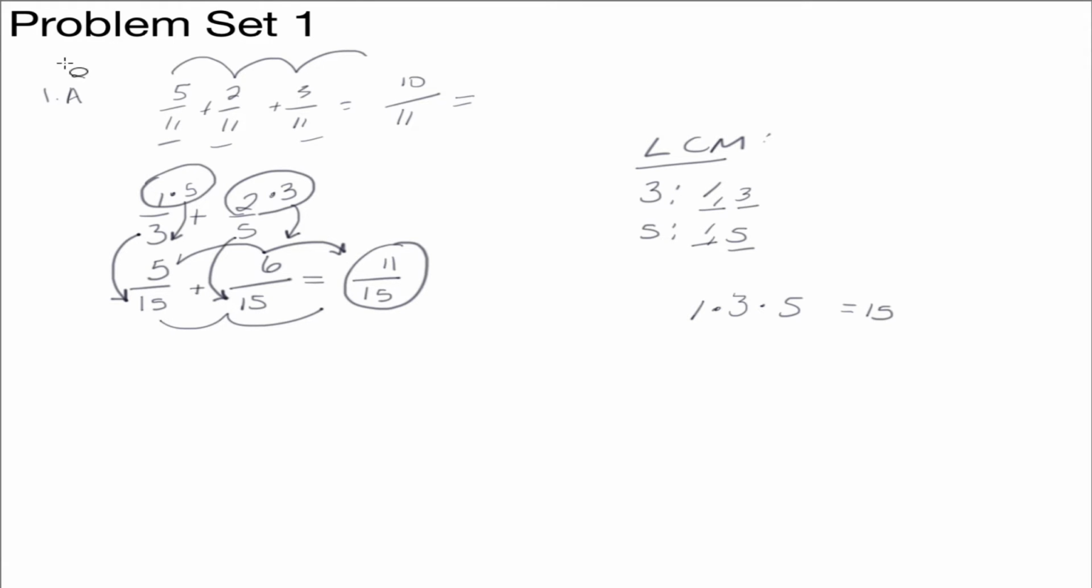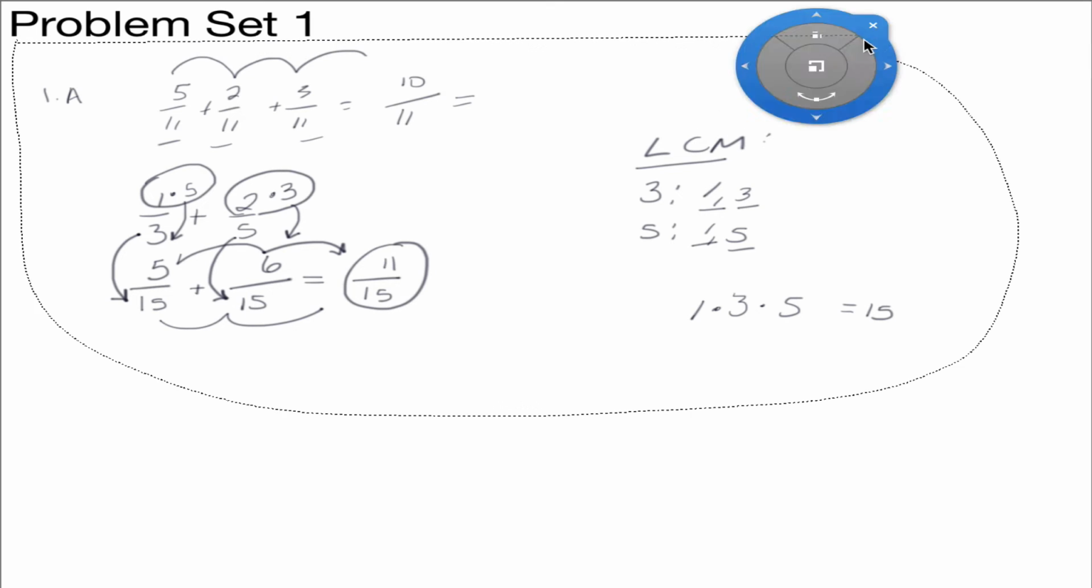Okay, let me erase all this. All right. Now, let's look at this concept here. We're still in 1A, 1.A in your book. We have 13, pardon me, I have to unchoose my tool.